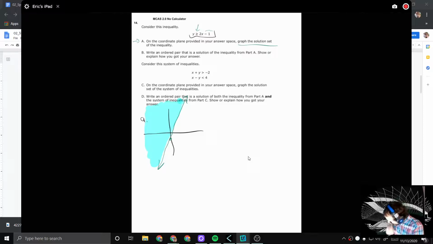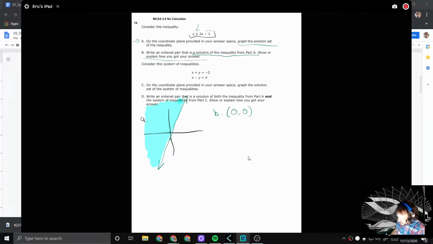Write an ordered pair that is a solution of the inequality from part A. Okay, so B, a point that's in here, well, I'm going to say 0, 0. There. Because I like to be smart aleck, or whatever the word is, and save myself from having to do much work.